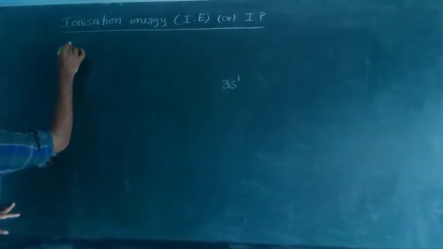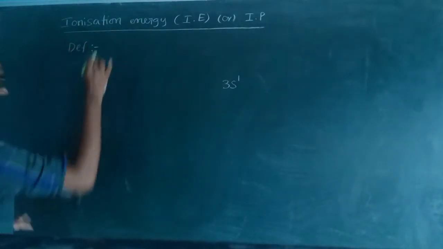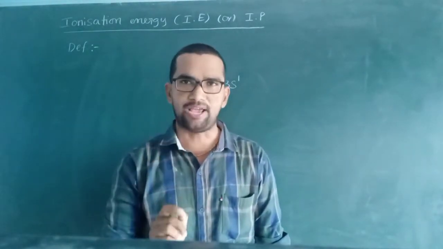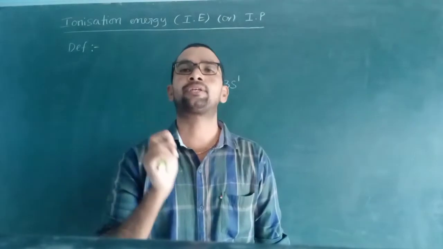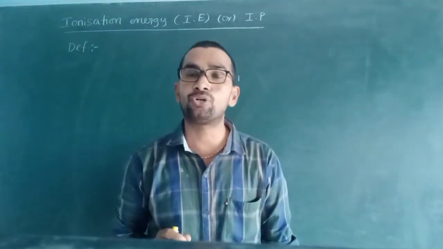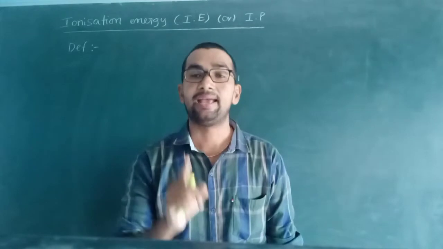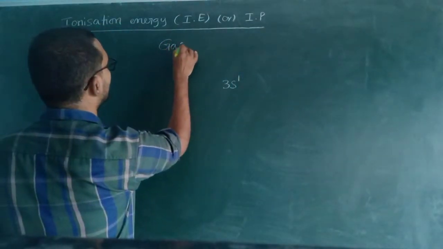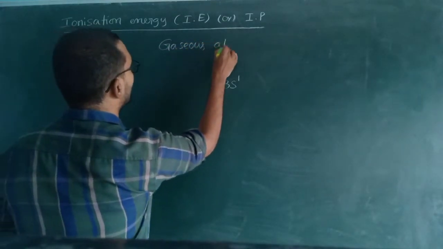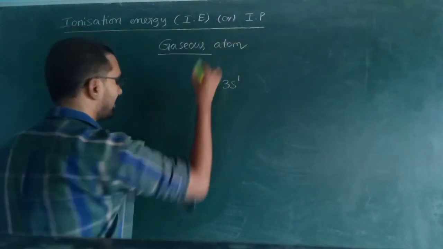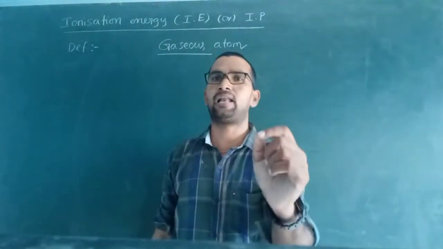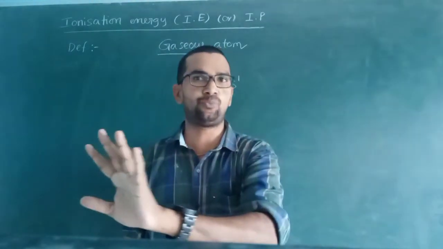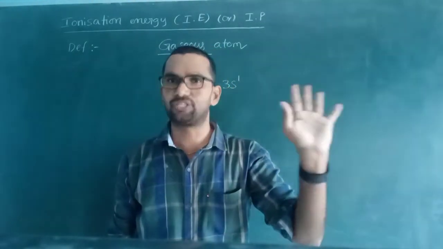Ionization energy definition: the amount of energy required to remove an electron from the outermost orbit of a gaseous atom. Very interesting, this is a gaseous atom. Sir, why are you mentioning the gaseous state, sir? Yes, we can remove electrons or add electrons only in the gaseous state. There is no possibility in liquid or solid state.